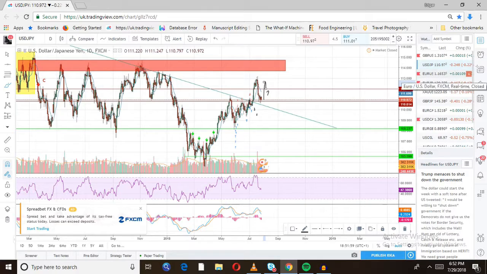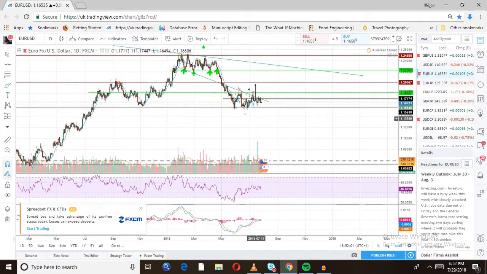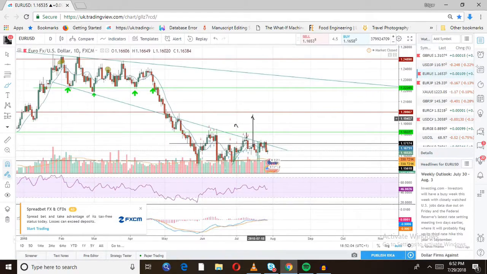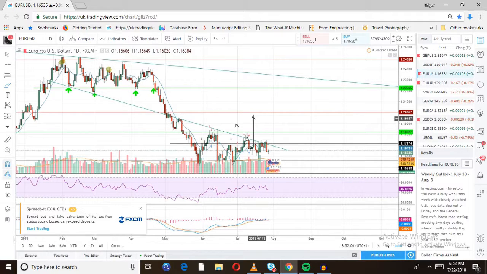Now fourthly, this is EURUSD. I love this pair because it's one of the most traded pairs in the world. More than 60% of the traders trade in this market. So there's a lot of volume, there's a lot of volatility, there's a lot of opportunity.